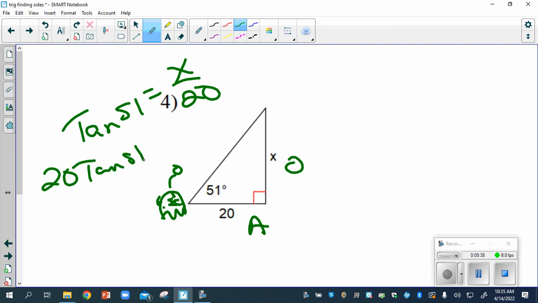So 20 tan 51, by the magic of calculator, except not Vinny's because his sucks. No, I'm kidding. It's beautiful, but it's just super hard for me. Tan 51. I got on that one about 24.7.